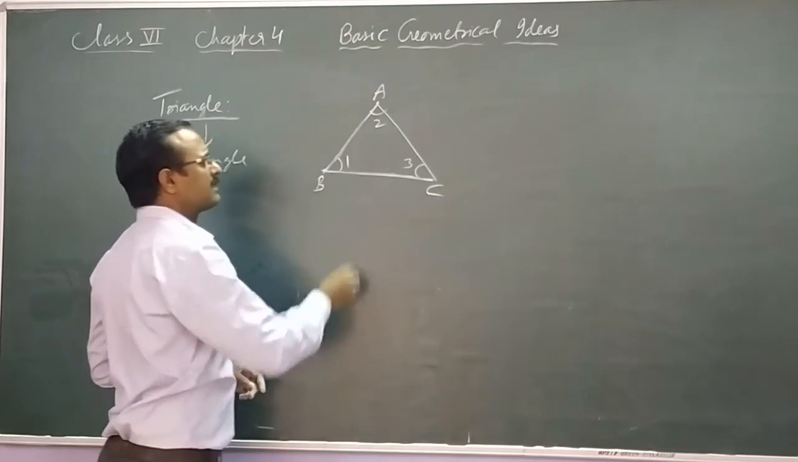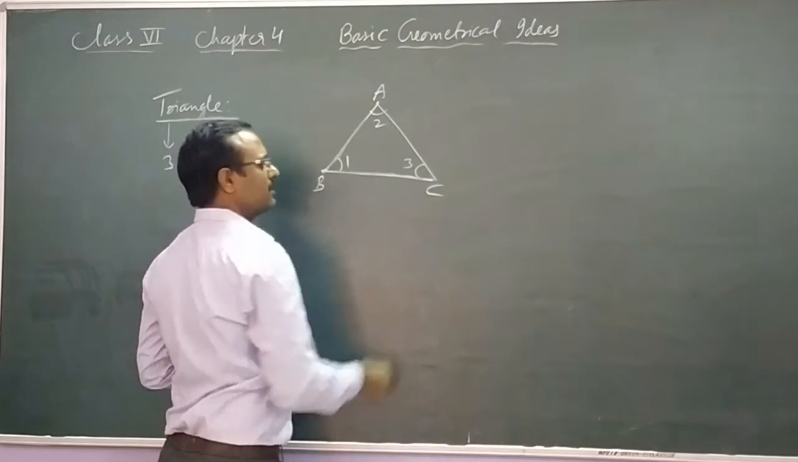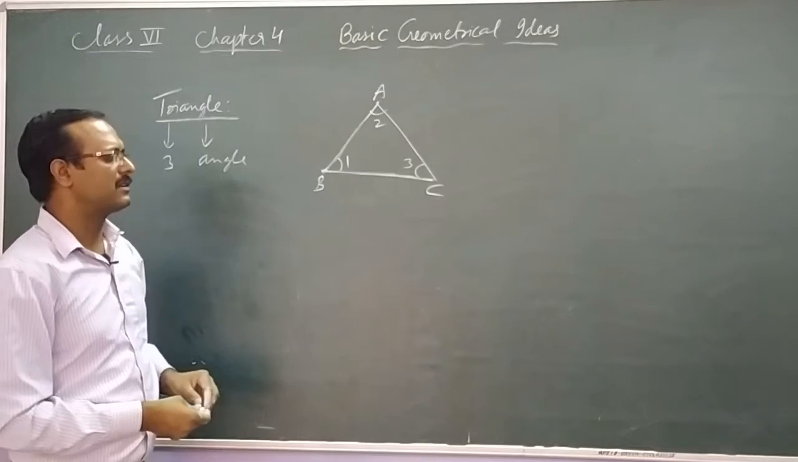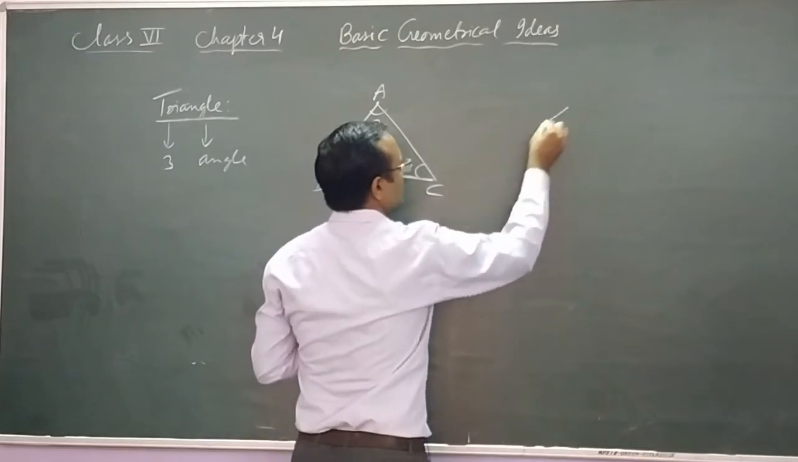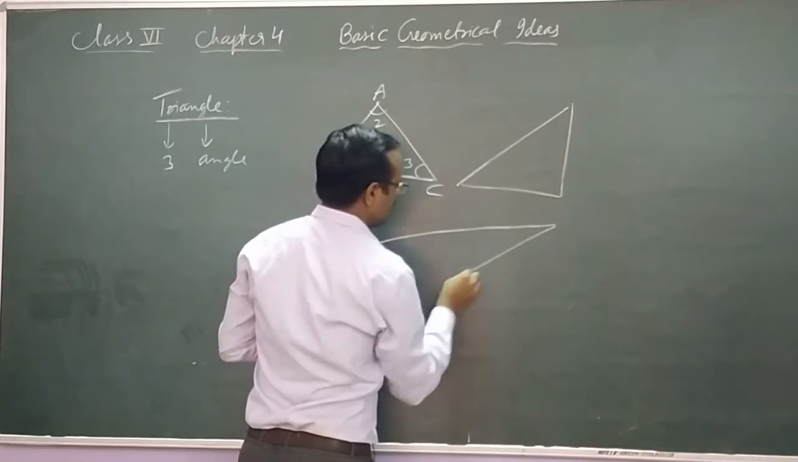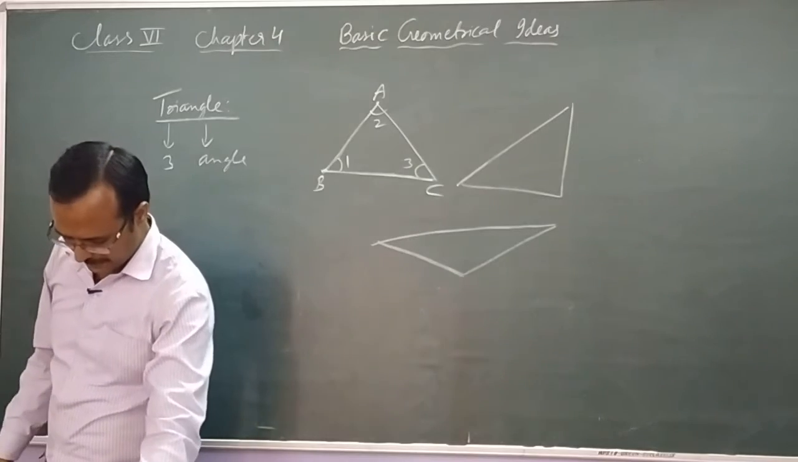It also has three sides. It has three vertices. This is the shape of a triangle. You can have different shapes of a triangle like this. So we can make different triangles with the help of line segments.